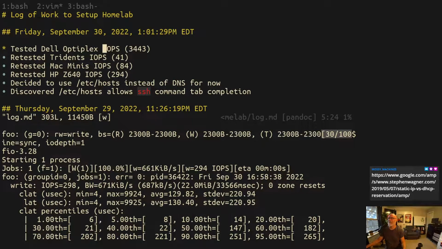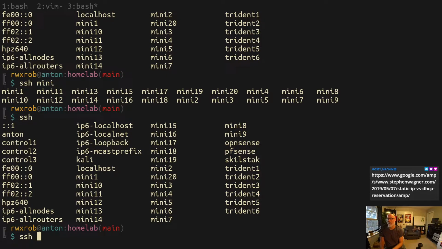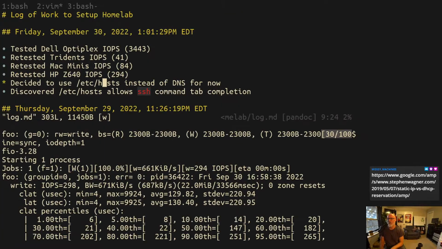And we've been fighting about whether to use /etc/hosts instead of DNS. My contention is this: if I use an /etc/hosts file, I get tab auto-completion with SSH. Who doesn't want that in their home lab? I'm going to be typing this so many times a day to get onto my different servers that having tab completion work with SSH is remarkably useful and easy.